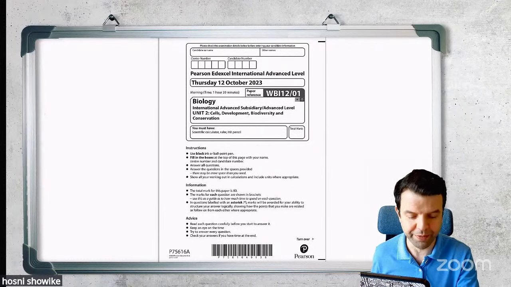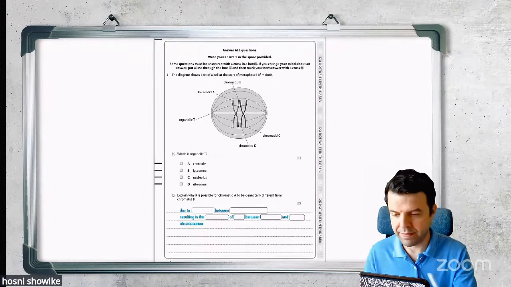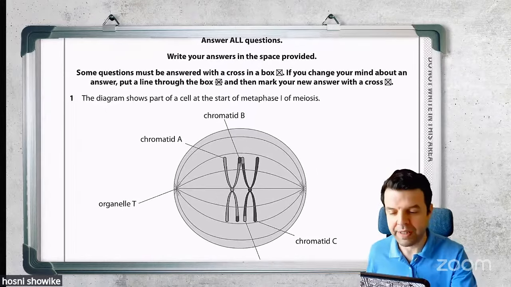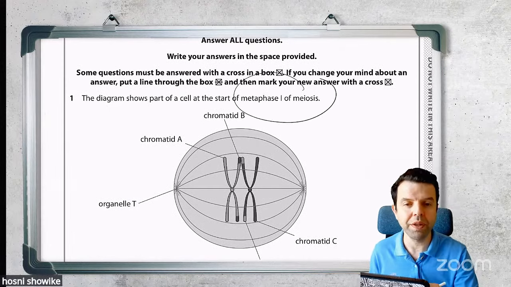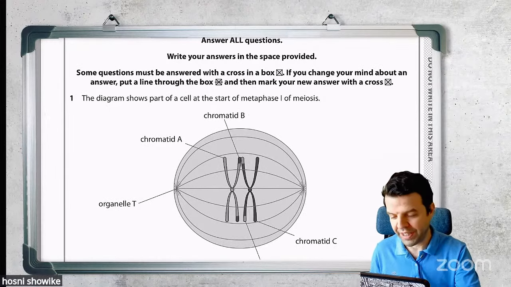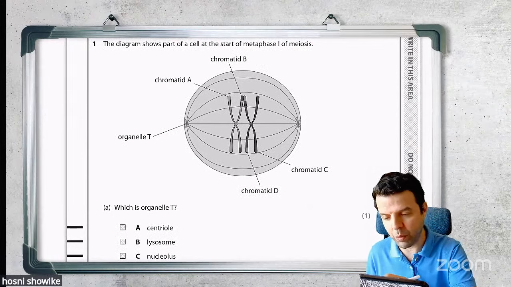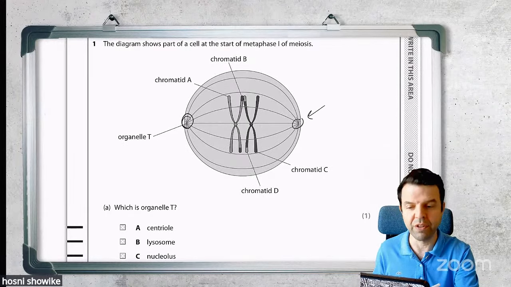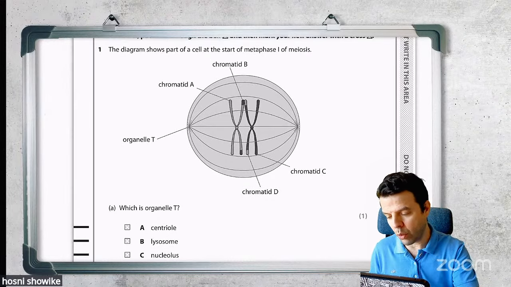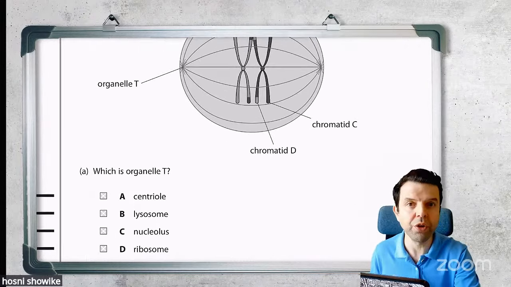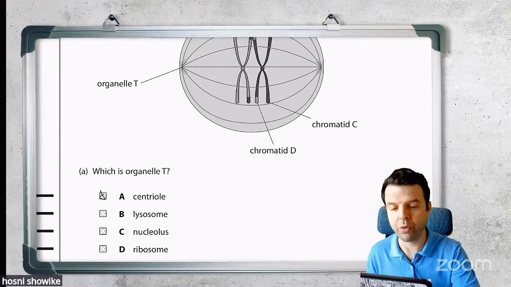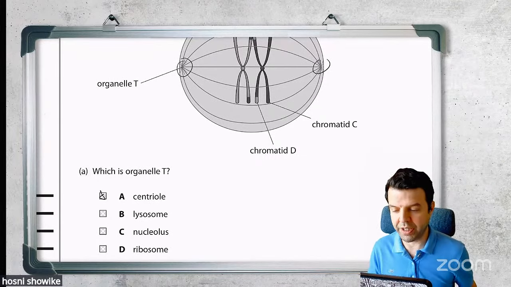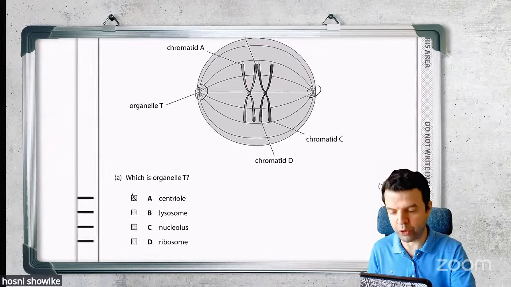from 2023. It starts with that multiple choice question. They gave us metaphase 1 during meiosis, and they are asking me one simple question here. Look what they said. They said, like, what organelle is this one? Now, the organelle's name, as you probably know, it's the centriole. So you have one centriole and one centriole here, and they're trying to align the chromosomes during metaphase.